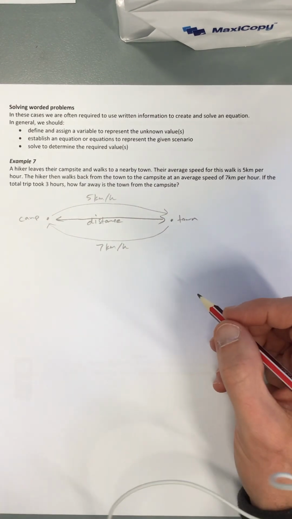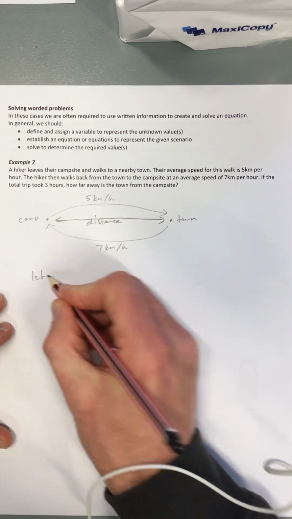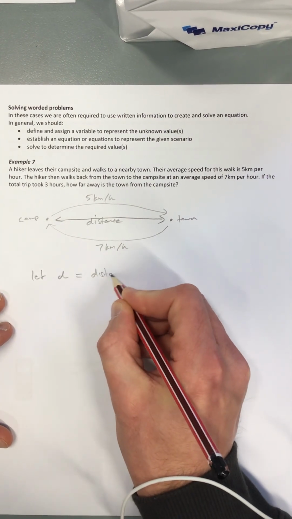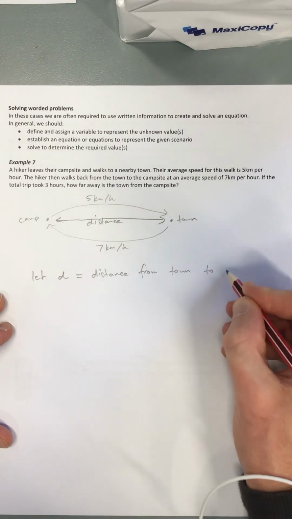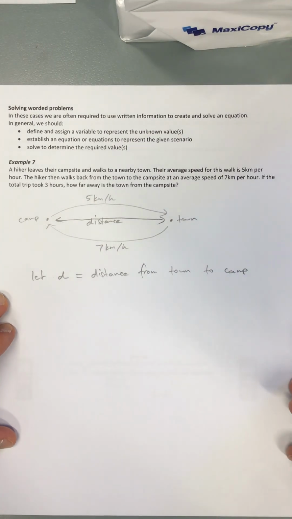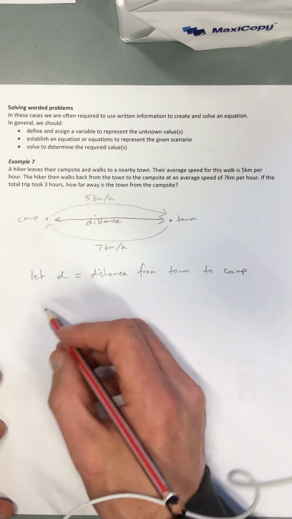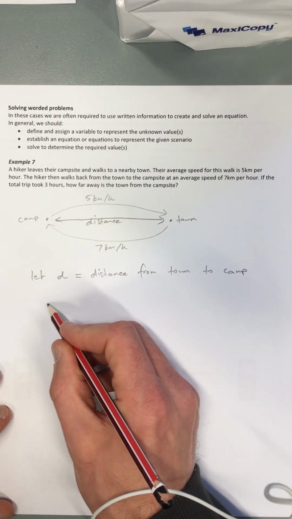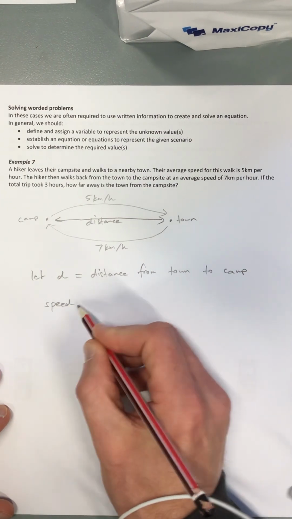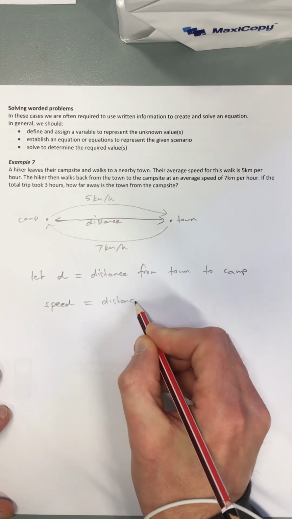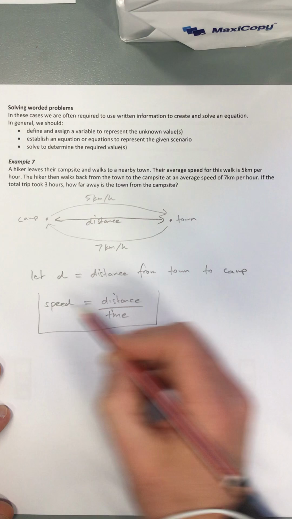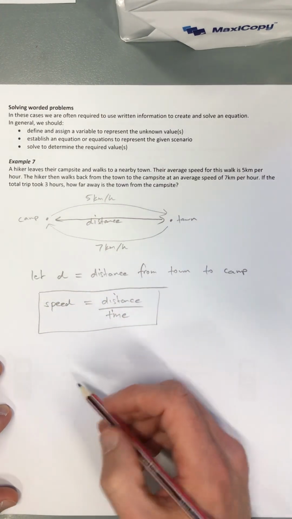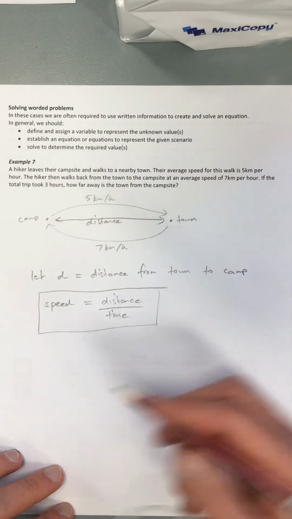So, given that we have speed, we have time, we have distance, why don't we let D equal distance from town to camp, or camp to town. And it's also worth knowing that, just as a relationship for anything to do with speed, speed will always equal distance over time. That's just a general rule. Makes sense, right? Because we always give speed in units like kilometres per hour or metres per second. So speed is equal to distance over time.